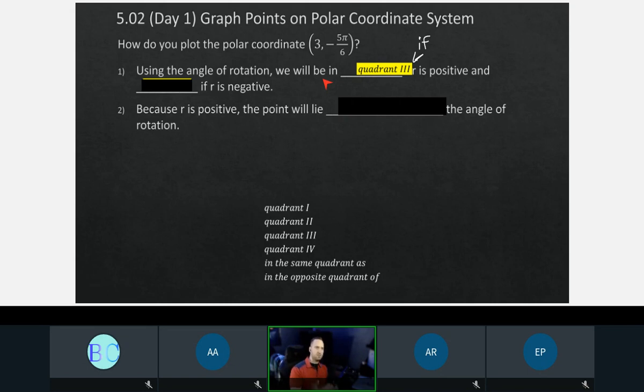Now, if the R value is negative, where are we going to be? Think about it. What does having a negative R value do? So let's say that we're in quadrant 3 right now. R value is positive, so we would stay there at a radius of 3. But what if it was negative? What does a negative R value make us do?